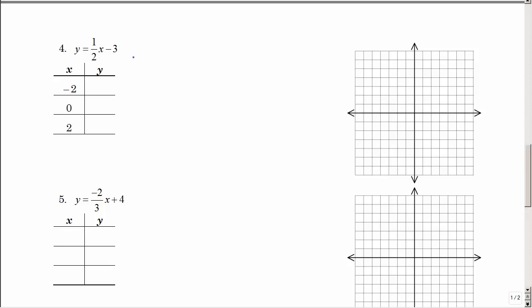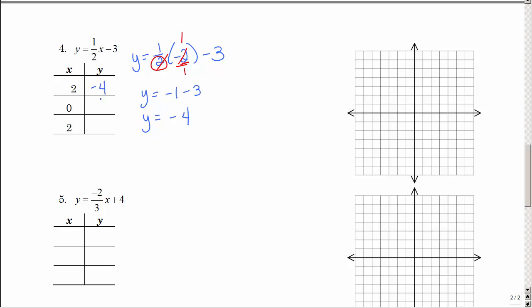Let's see. So if I have y equals 1/2 times negative 2 minus 3. Why is that easy? Because since I had a denominator of 2 and I have an x value with a factor of 2, I can reduce. And so now I have y equals negative 1 minus 3, which is negative 4.